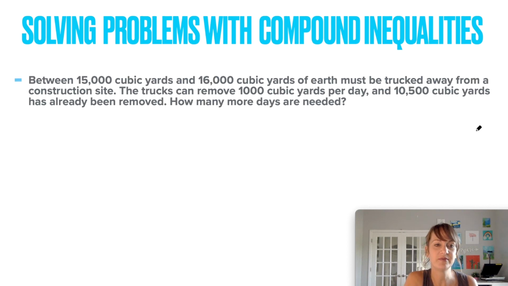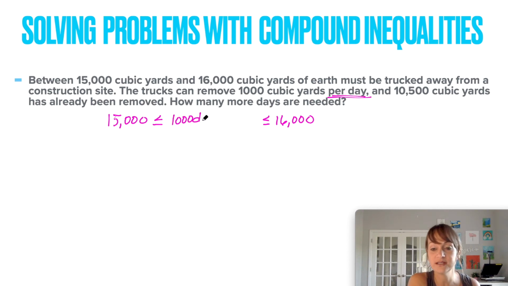Last, okay, we have between 15,000 cubic yards and 16,000 cubic yards of earth that must be trucked away from a construction site. So we already have the beginnings of our parameter. We know that between 15,000 and 16,000 cubic yards must be trucked away. Now, each day, the truck removes 1,000 cubic yards per day. So we know that 1,000 cubic yards per day can be removed. And 10,500 cubic yards has already been removed. So we now have our inequality that we can solve.